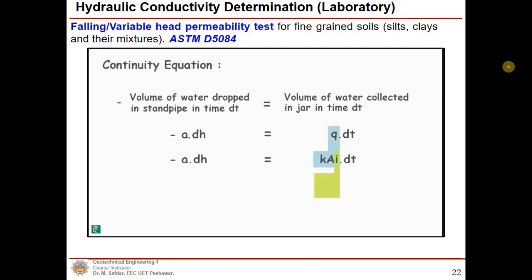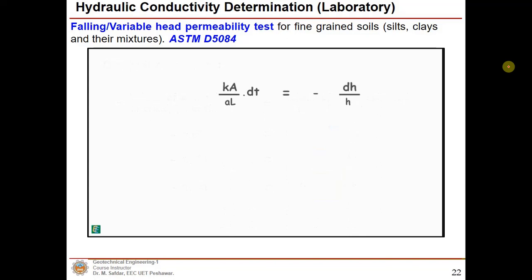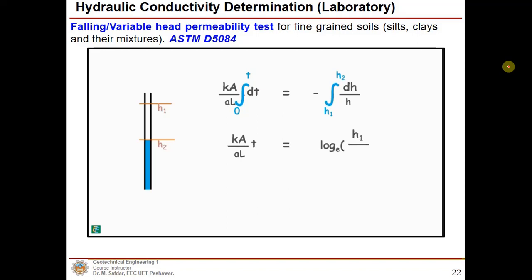Hydraulic gradient i for that instant of time is h by L. We rearrange it and write it as this. Here, these values are constant, and for our taken test conditions, permeability is also constant. Only variables here are head difference and time. So we can integrate both from the initial head difference of H1 at time t equal to 0 to the final head difference of H2 at time t equal to t. Now we can integrate and apply the limits, also rearrange to find the value of permeability as this.